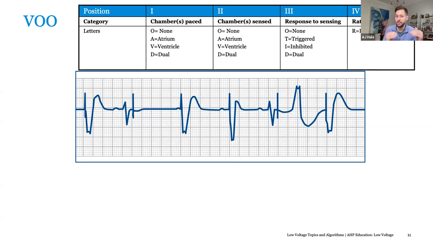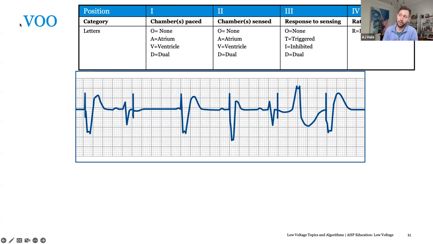When we talk about a base rate of 60 beats a minute, remember that pacemakers do not think in BPM like a human mind does. They think in milliseconds. A pacemaker is just a bunch of little clocks that all start and stop at different times. We can go over that in later lectures, but if a device is set VOO 60, for example, the device waits 1000 milliseconds. To figure out the milliseconds, it's 60,000 divided by BPM. So 60 beats a minute is 60,000 divided by 60 equals 1000 milliseconds.